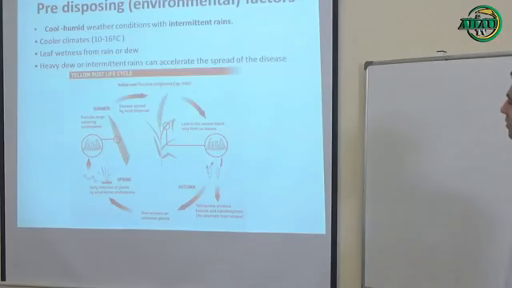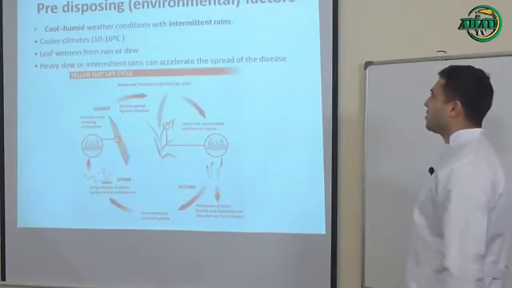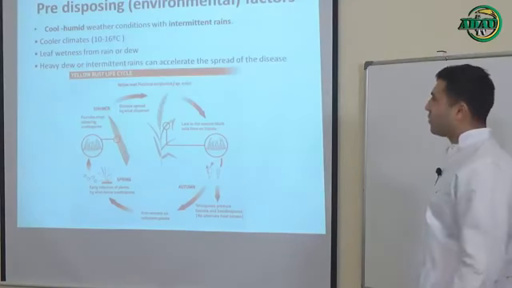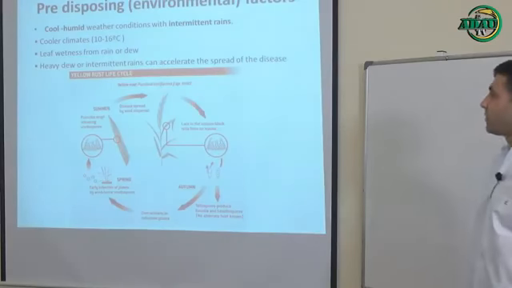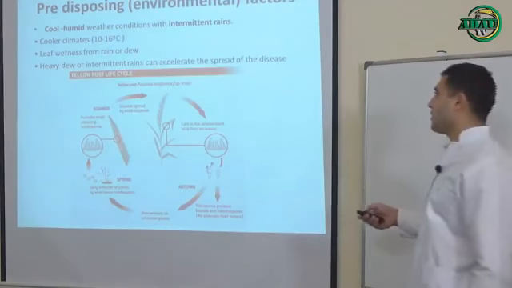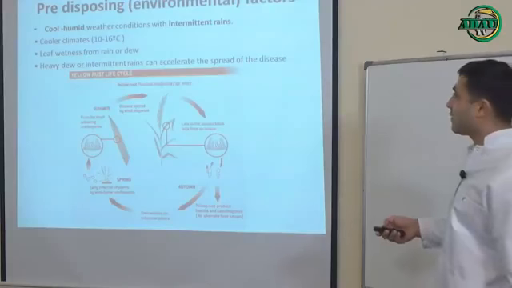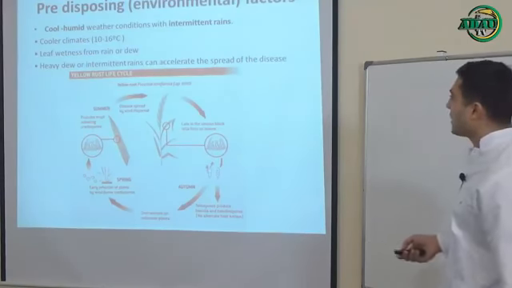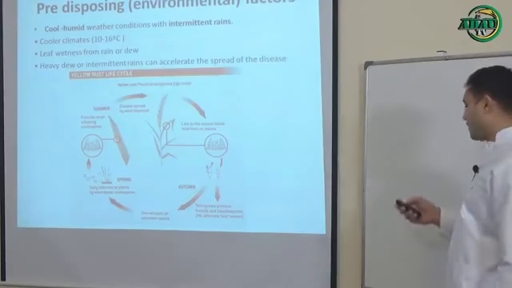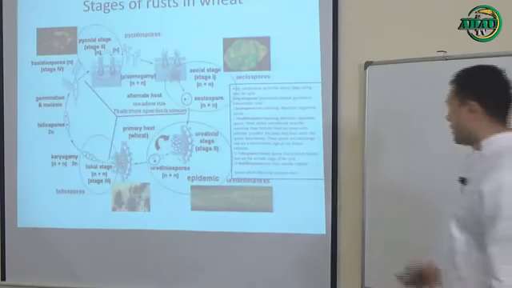As for predisposing factors, environmental conditions: humid weather is favorable for this disease, and cool climate, actually 10 to 16 degrees, is more available. And of course leaf wetness from rain or dew, heavy dew or intermittent rains, can accelerate the spread of the disease. Next, the stages of the rusts in wheat.